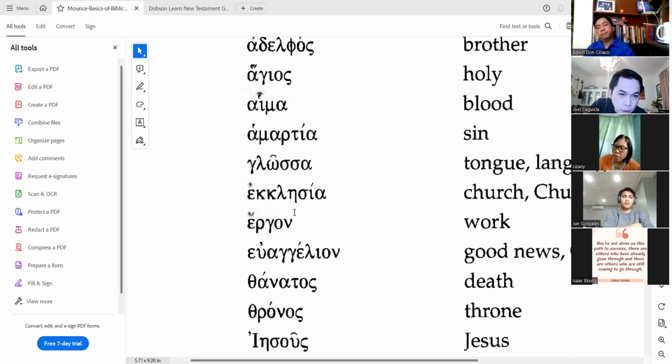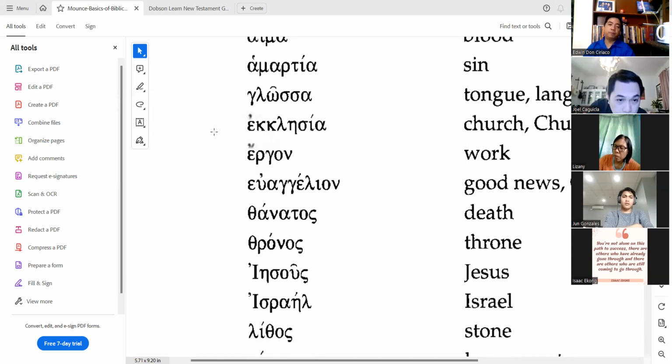And then the church, ecclesia. Filipino follows the Latin, no? Iglesia. But here it is ecclesia.